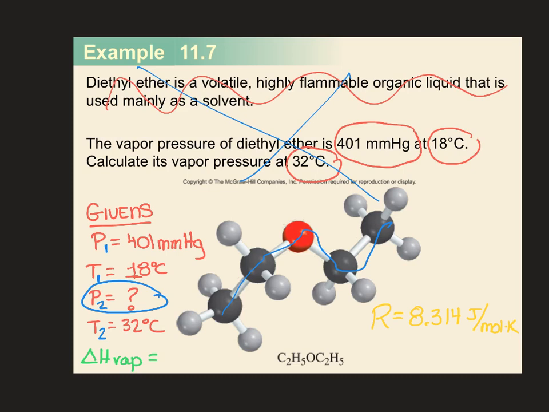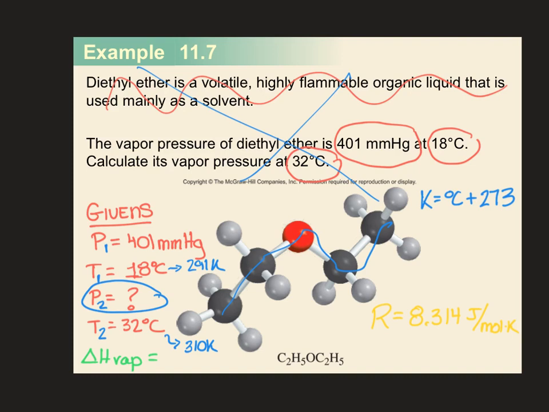Convert temperature. Do you remember what that is? What's the temperature conversion? Kelvin equals Celsius plus 273. Yeah, and I'll be honest, I'm not a big sig fig person, and 273 is good enough for me. If you want to do 0.15, that's cool, but it's not necessary. So I need to take my 2 temperatures and add 273. What's 18 plus 273? That's 291 Kelvin. And 273 plus 32 is 310 Kelvin.